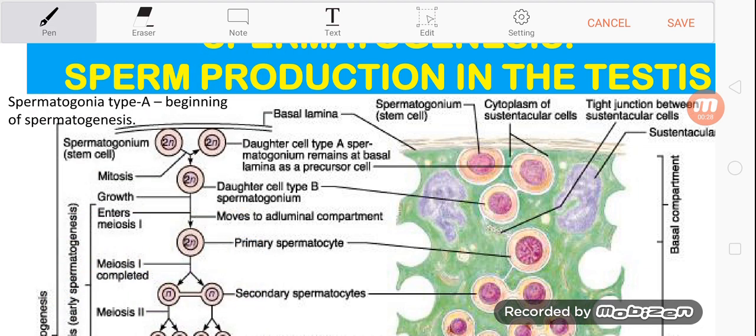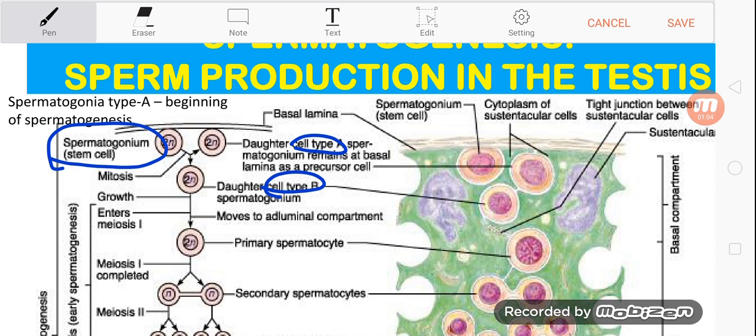Spermatogonium undergoes rapid mitotic division, many mitotic divisions, producing spermatogonia type A and spermatogonia type B. This rapid mitotic division occurs during embryonic development, so it produces many spermatogonia. And then, entering puberty, this boy has daughter cells: spermatogonia type A and spermatogonia type B.